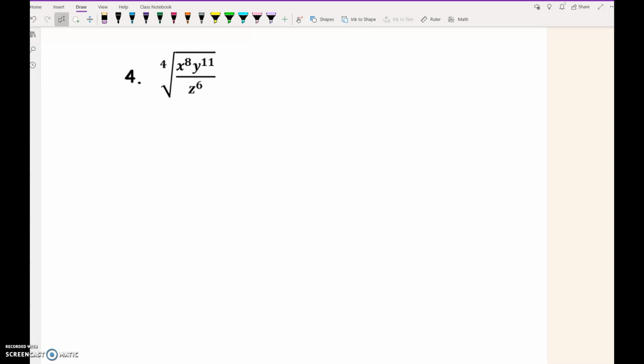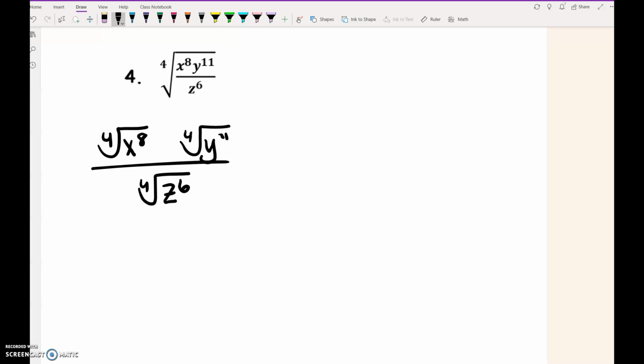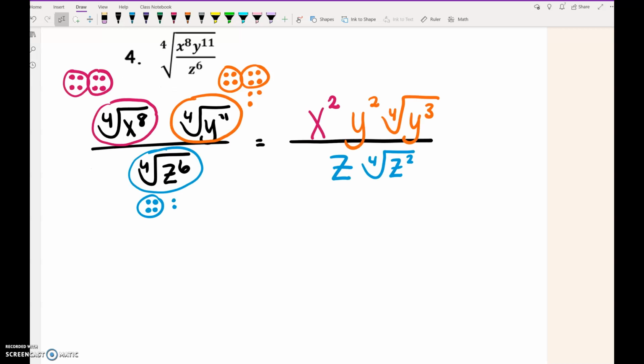Okay, we have the 4th root of x to the 8th, the 4th root of y to the 11th, over the 4th root of z to the 6th. I want you to attempt to simplify each of those and put it in there. Give it a shot. Pause the video. Try. So we simplify each of those. And you might think, all right, hey, this looks good. This is already in the right answer format and everything.